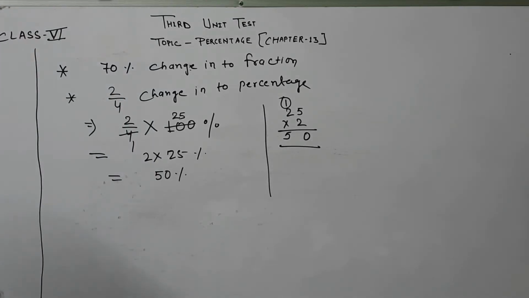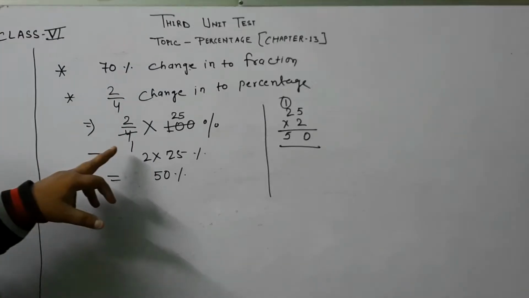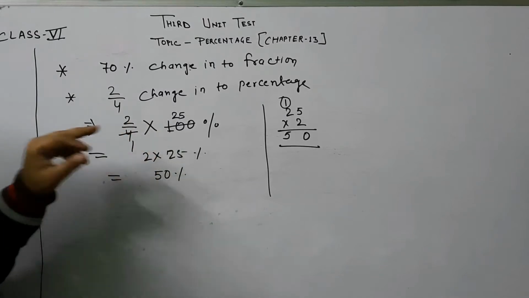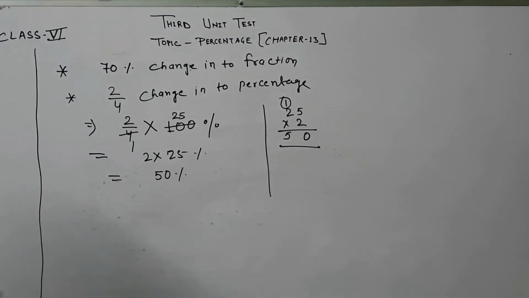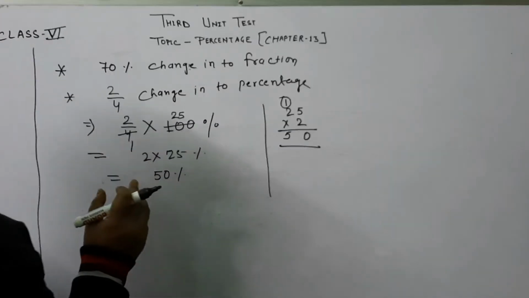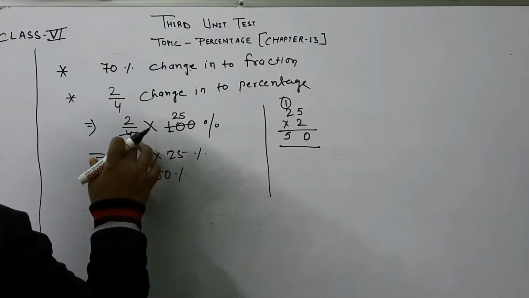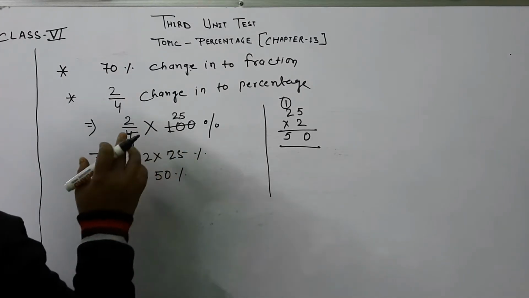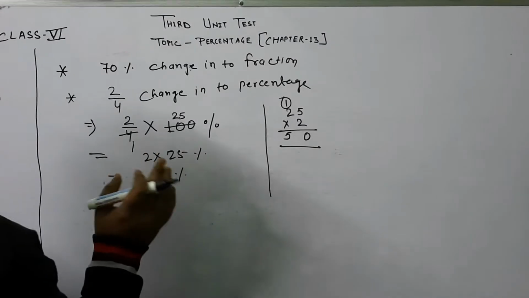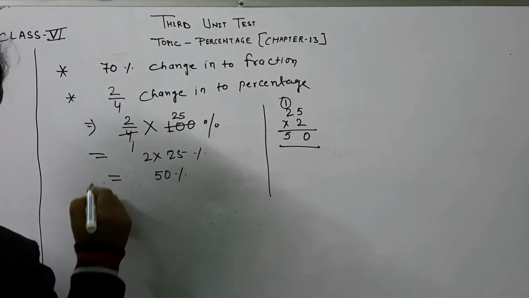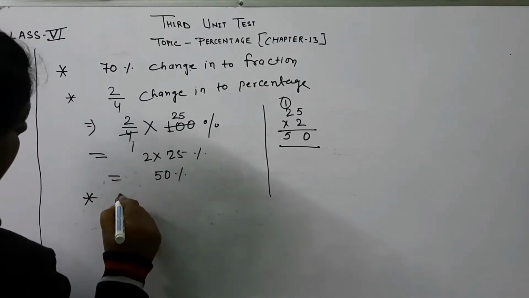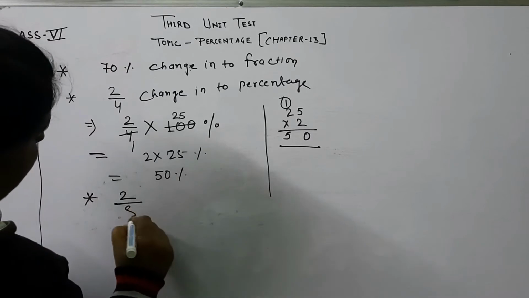Students, see here, when a fraction is given, during the cancellation time, what do you have to see? You have to select any number. Take care that both are divisible. Both numbers, denominator and numerator, must be divisible by the same number. That means, take another example, 2/8.